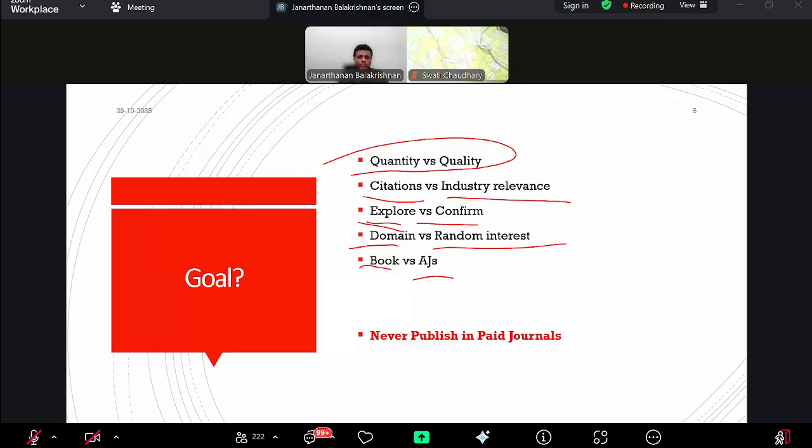Okay. So whether you want to publish books or whether you go for academic journals.